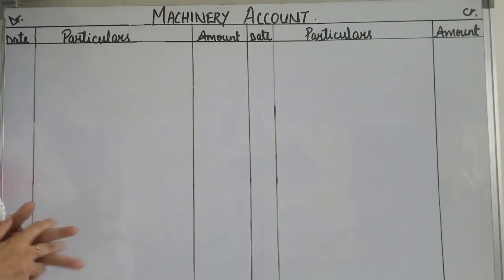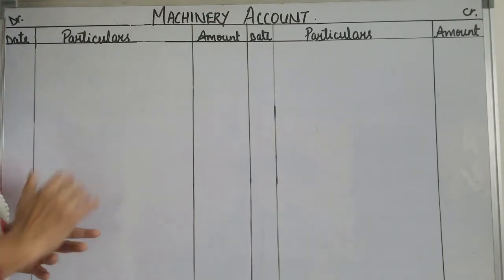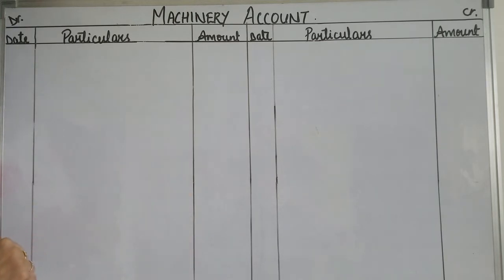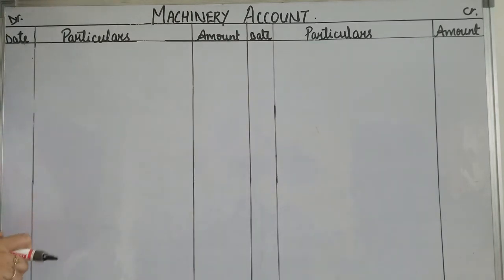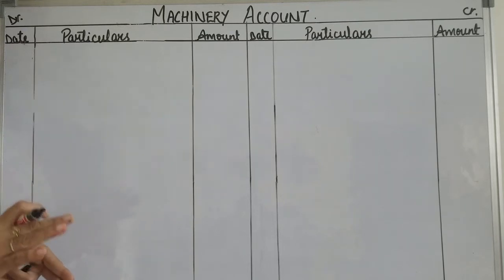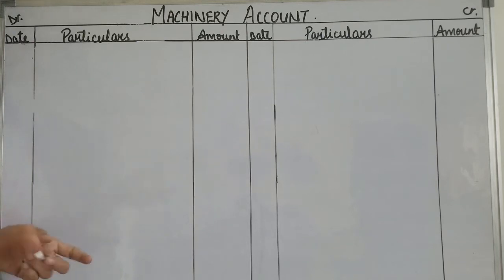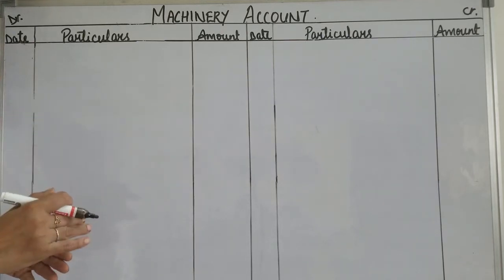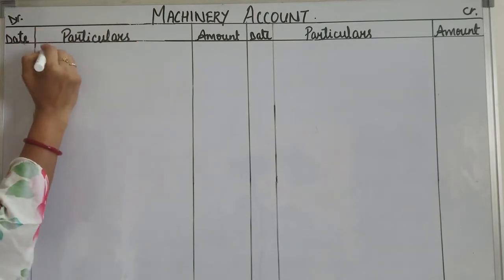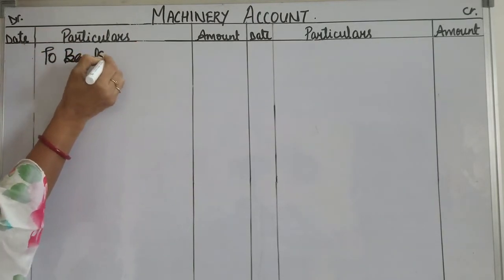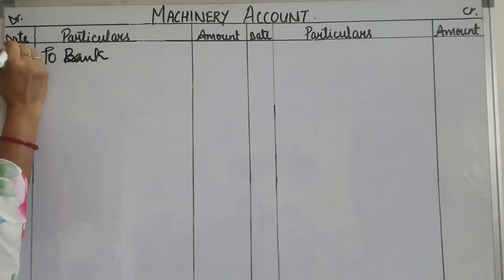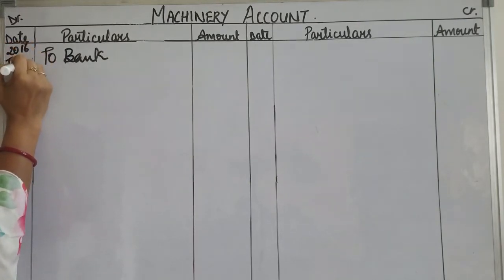But for now, let's just move step by step and understand how to prepare machinery account, which is the requirement of the question also. So here it says that on 1st January 2016, A Limited purchased a machine for rupees 2,40,000 and spent rupees 10,000 on its erection. So the total cost of machine here will be 2,40,000 plus 10,000, which makes it 2,50,000. Okay, and the journal entry of this transaction will be machinery account to bank. So we'll write it like to bank. And here let's just write the date first, 2016 January 1st.